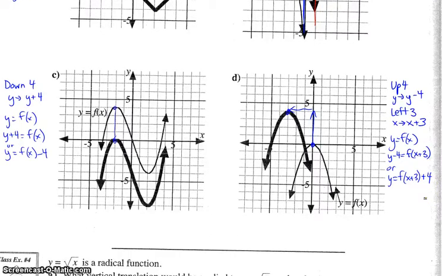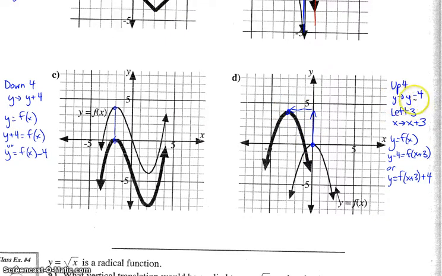Okay, so part C, we should have ended up with y plus 4 equals f of x, or isolating y, y equals f of x minus 4. The graph moved from thin to thick line, moved down 4, therefore our replacement was y gets replaced with y plus 4.